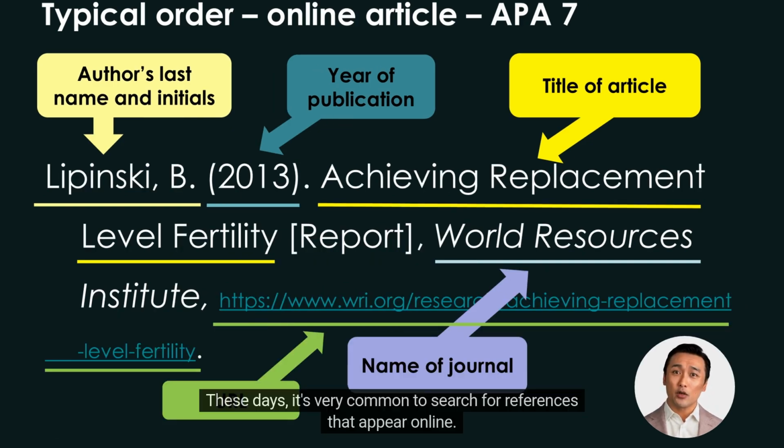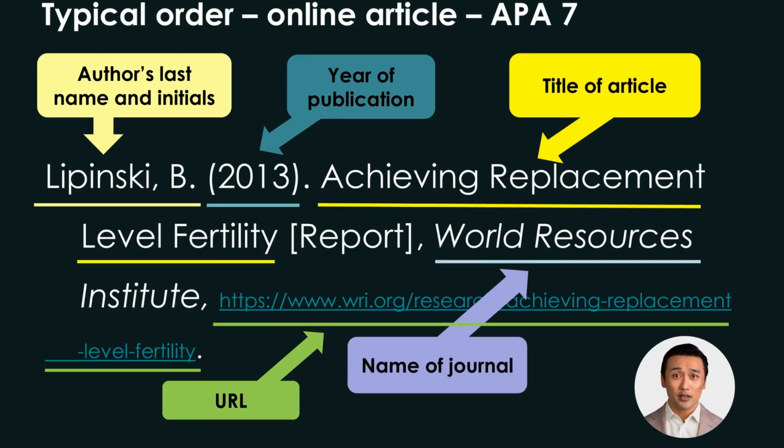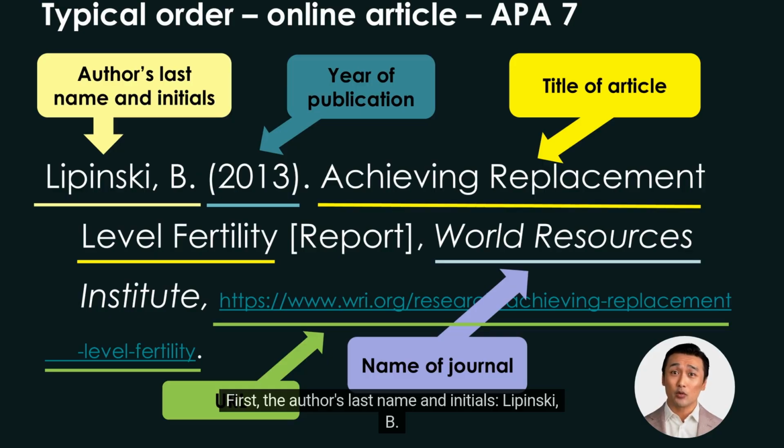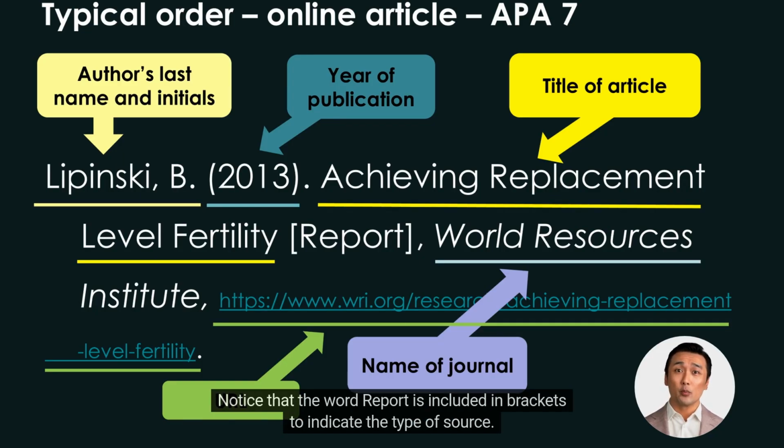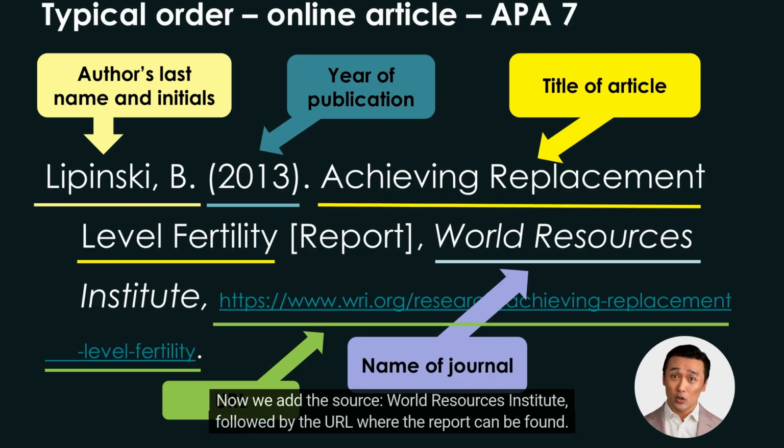These days, it's very common to search for references that appear online. Let's look at how to format a reference for an online report. First, the author's last name and initials, Lipinski, B. Next, the year of publication, 2013 in parentheses. Then, the title, Achieving Replacement Level Fertility. Notice that the word report is included in brackets to indicate the type of source. Now we add the source, World Resources Institute, followed by the URL where the report can be found.